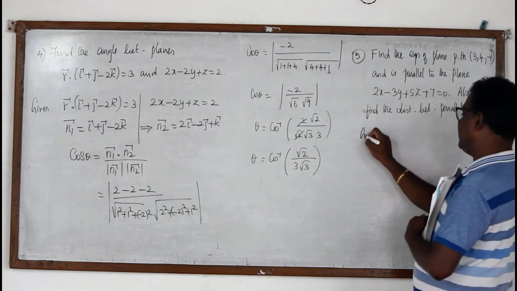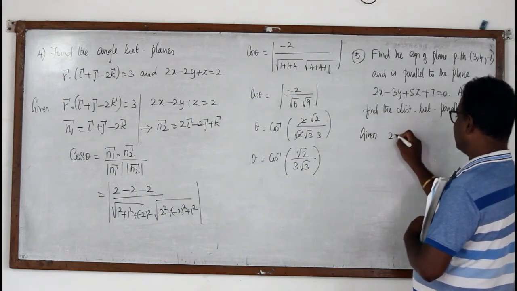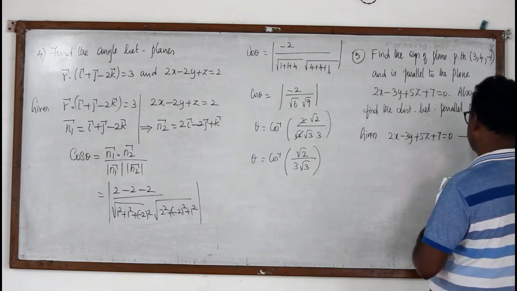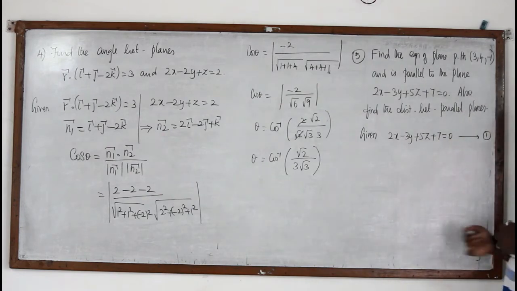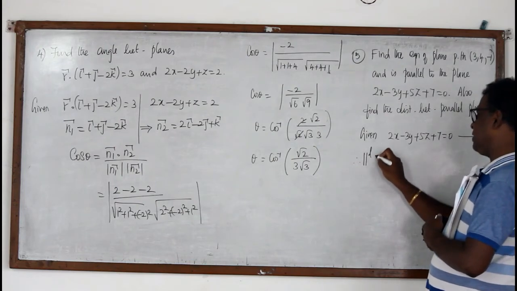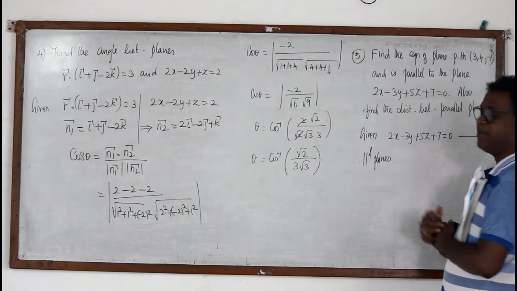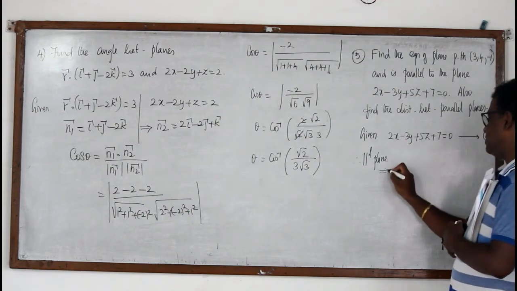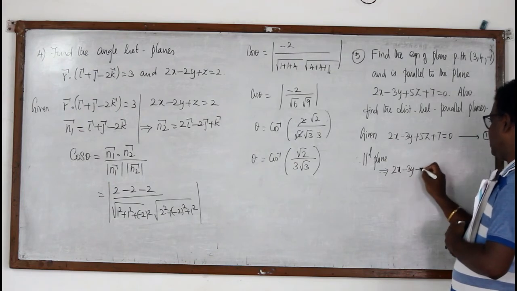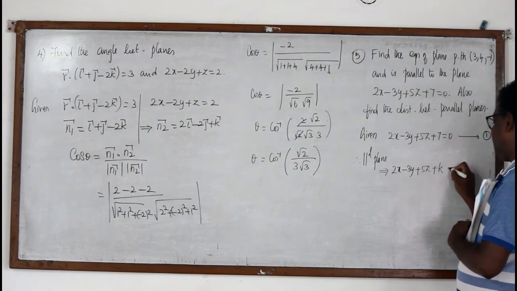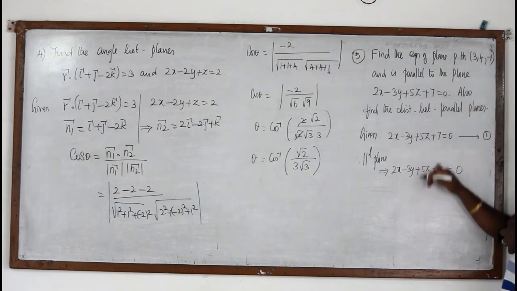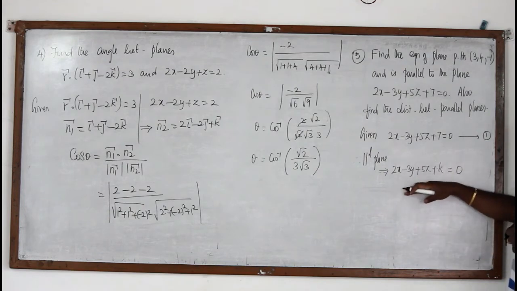So given first plane is 2x minus 3y plus 5z plus 7 equal to 0. We should keep this one as our first plane. Therefore, what will be the parallel plane? We know if two planes are parallel, they differ only by constant distance. And the parallel plane implies 2x minus 3y plus 5z plus some k equal to 0. This plane is parallel to this plane, means they differ only by constant. Now this parallel plane is passing through 3, 4, minus 1, isn't it?